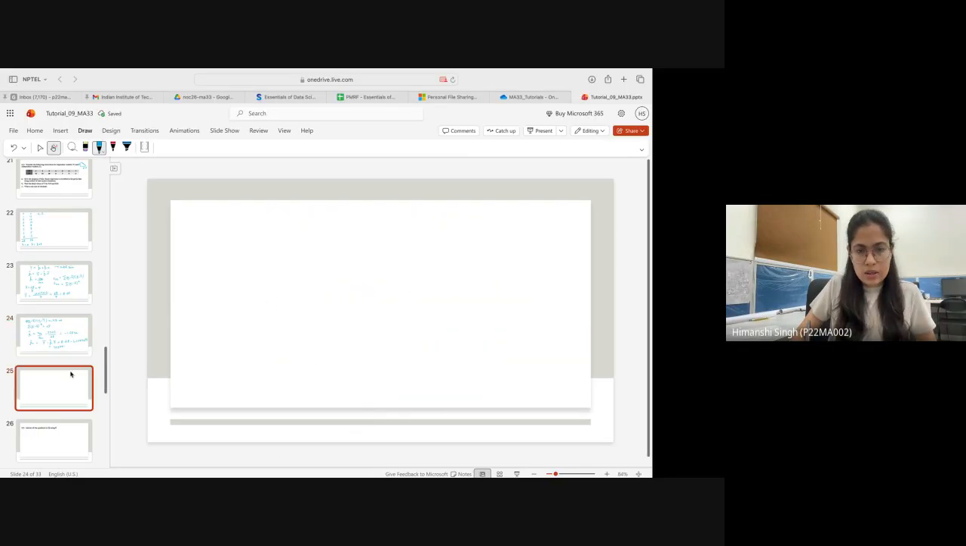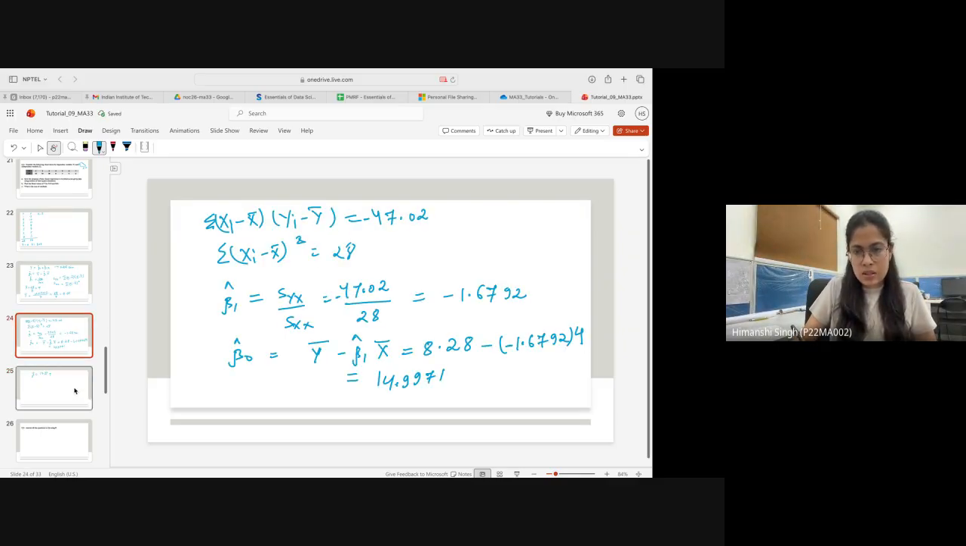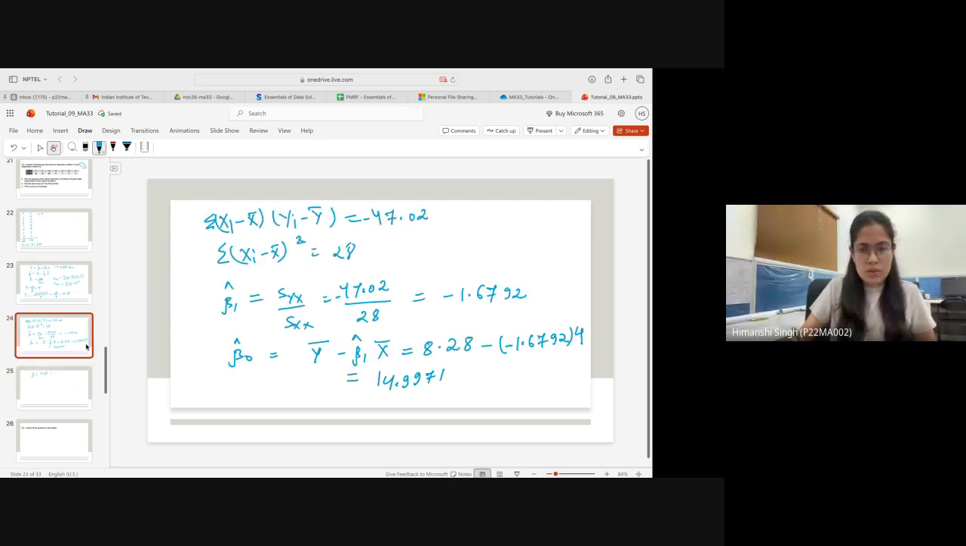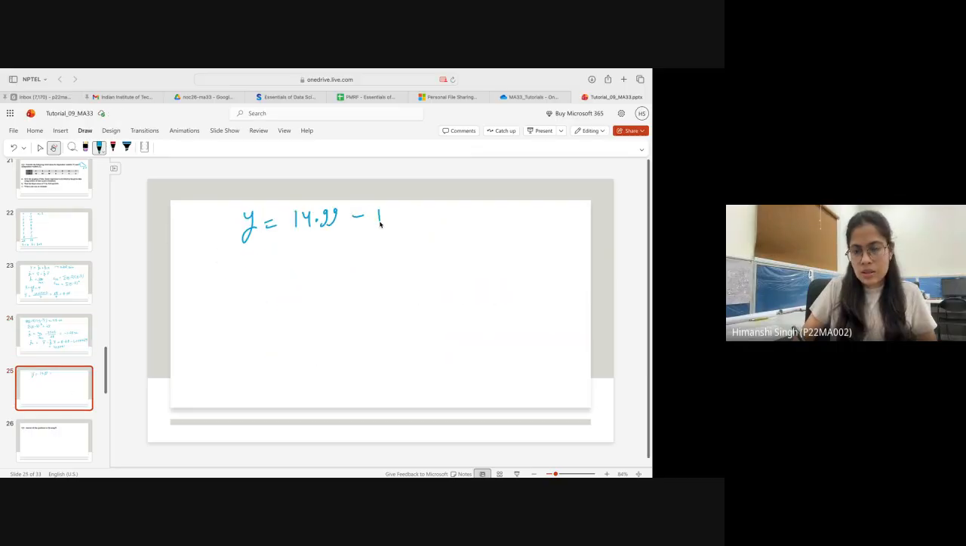Fine. So our line will be y equals 14.99, which may be approximately 15, minus 1.6792 into x. So you can see here the slope is negative; it seems to be in a reverse direction. So this is our fitted line.